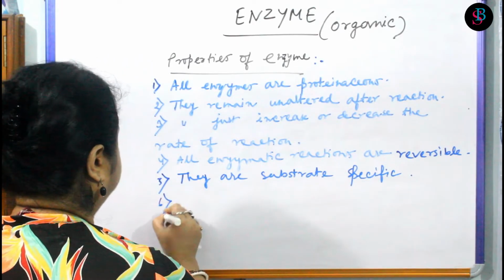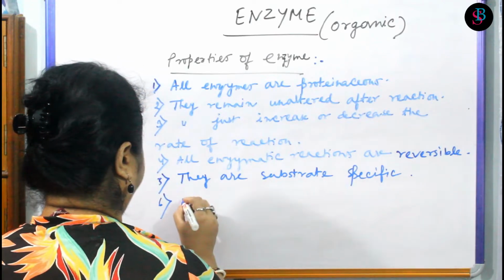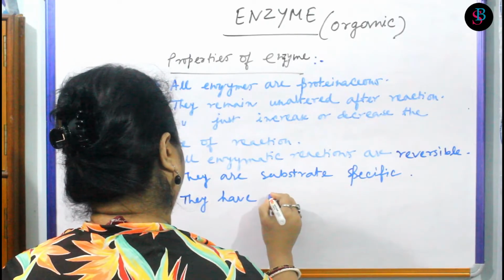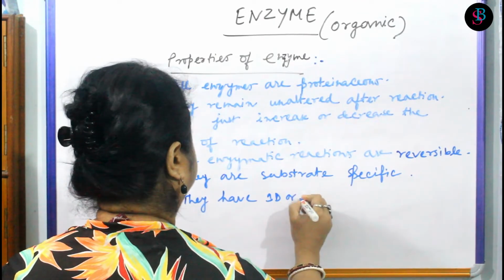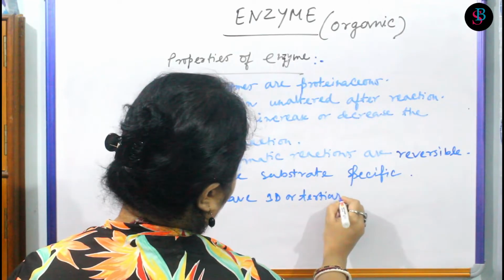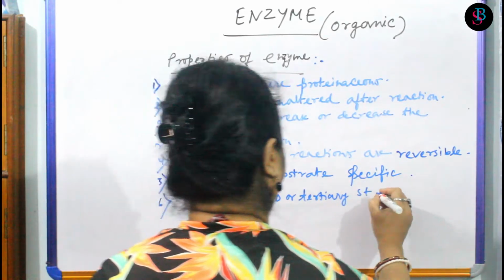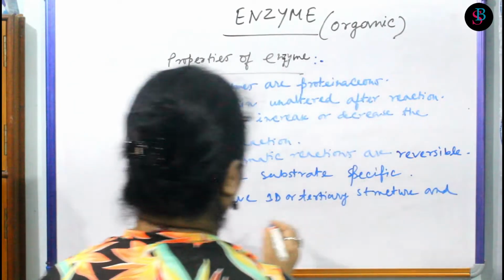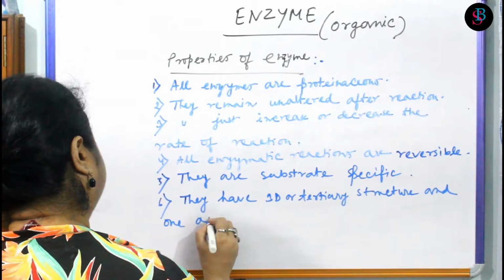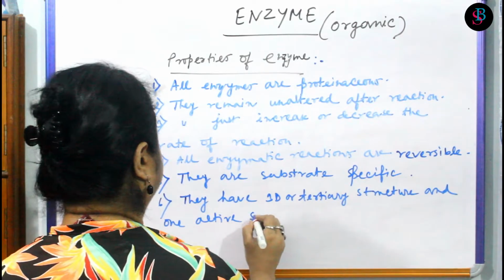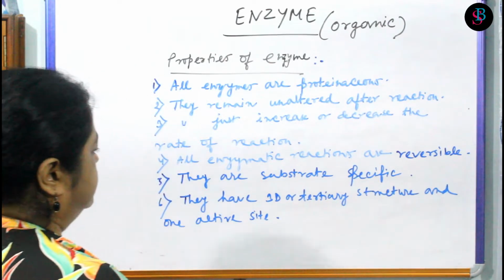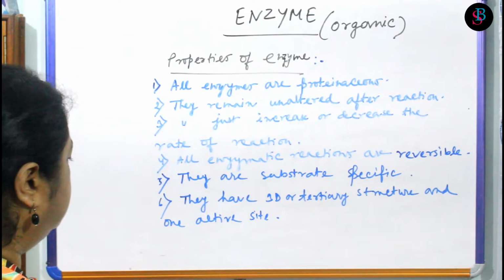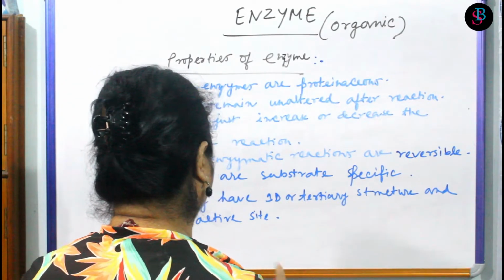Now number six is that they have a 3D structure, a tertiary structure, and one active site. All enzymes possess at least one active site. What is the function of the active site? To bind the substrate. So this is number six.